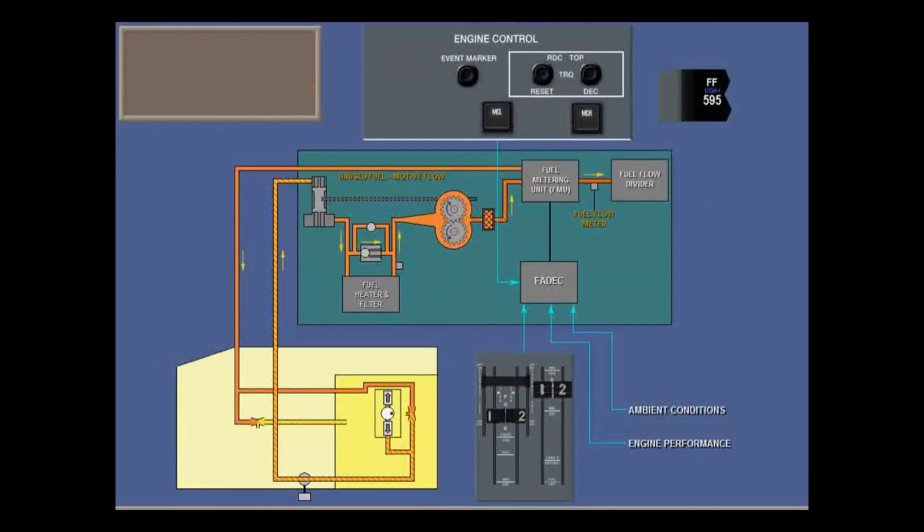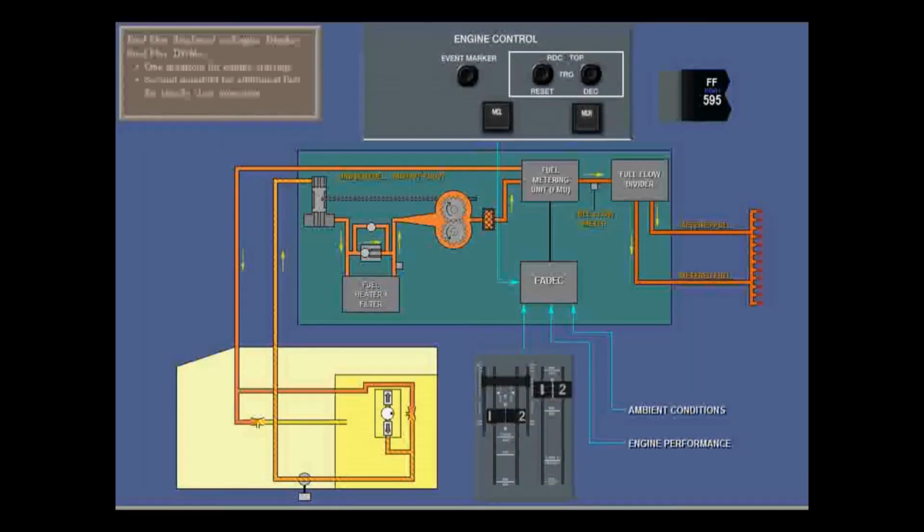And finally, it passes through a flow divider that divides the fuel through one manifold for engine starting and through two manifolds for additional fuel for steady-state operation. The nozzles atomize the fuel and spray it into the combustion chamber.